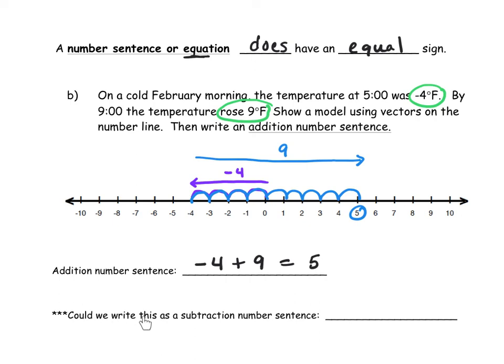So here's a question. Could we write this as a subtraction number sentence? I would love to see if you can figure out a way to do that, and then we'll discuss it in class. So please now go to the next sheet, and I'd like you to try the matching sheet to this. I'd like you to try 3 practice problems of your choice.